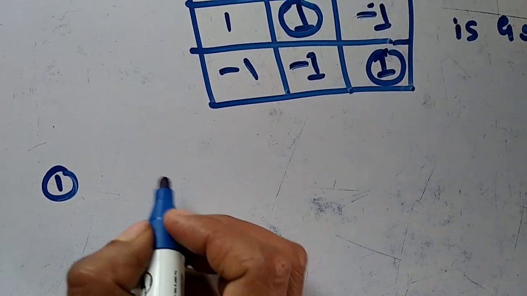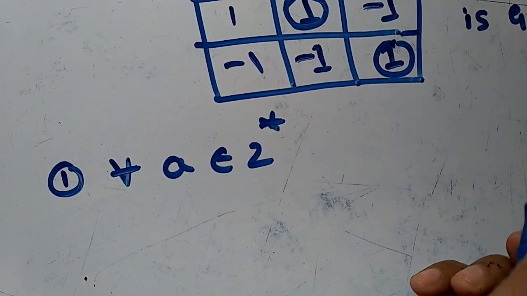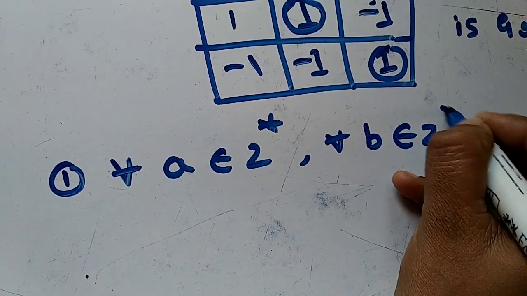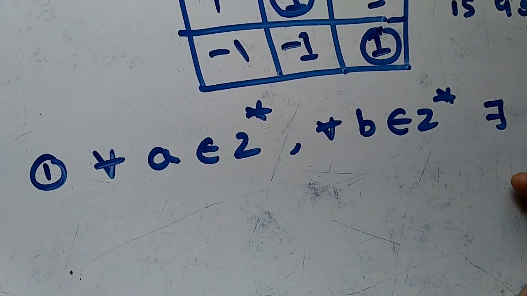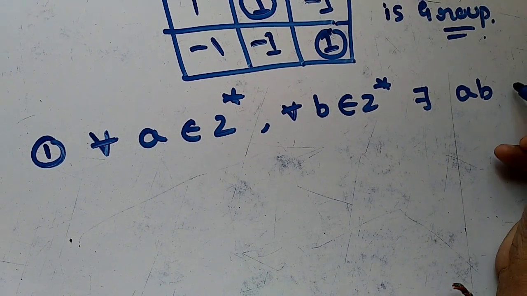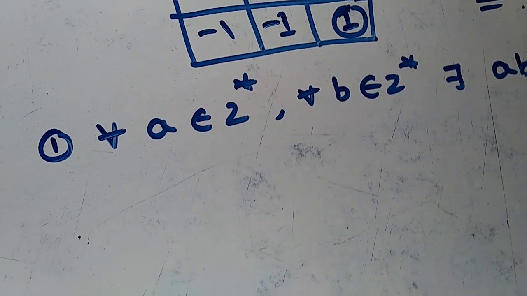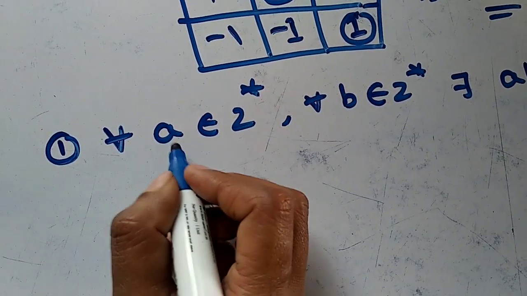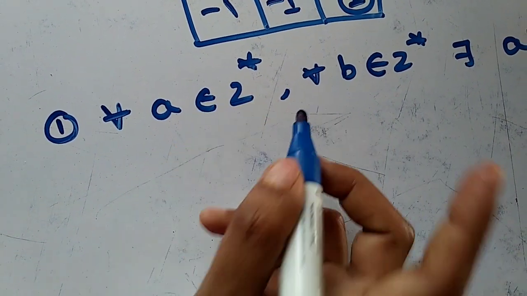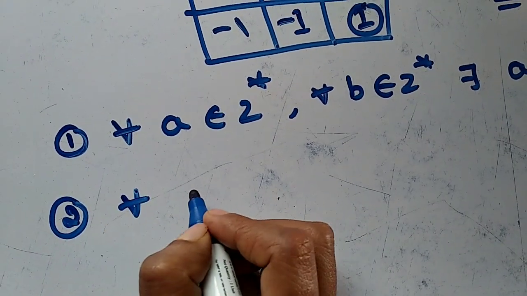So what is our first condition? For all A belongs to Z star, because here my set is Z star, and for all B belongs to Z star, there exists A into B. It means the product of AB also belongs to Z star. Here I have only two elements, so you have to check this. Take A one time and B one time, and you check. So it is satisfied.